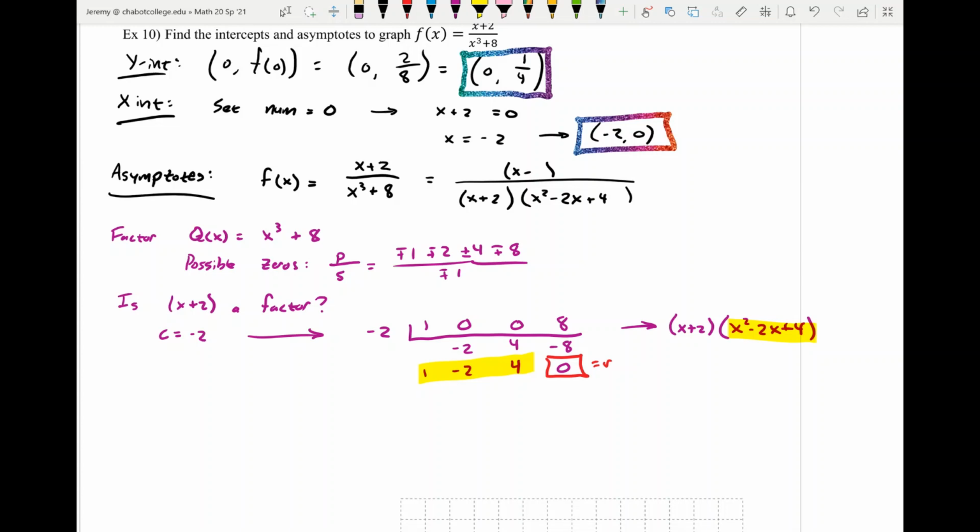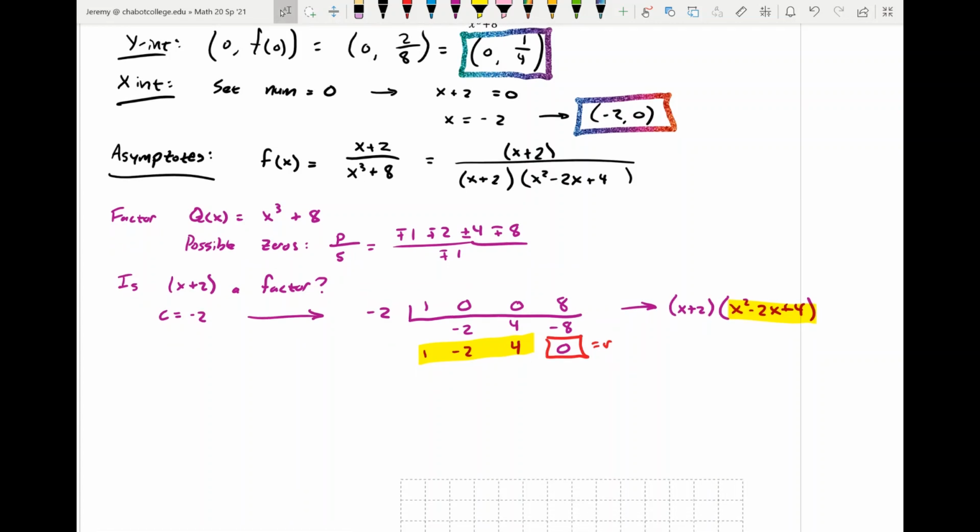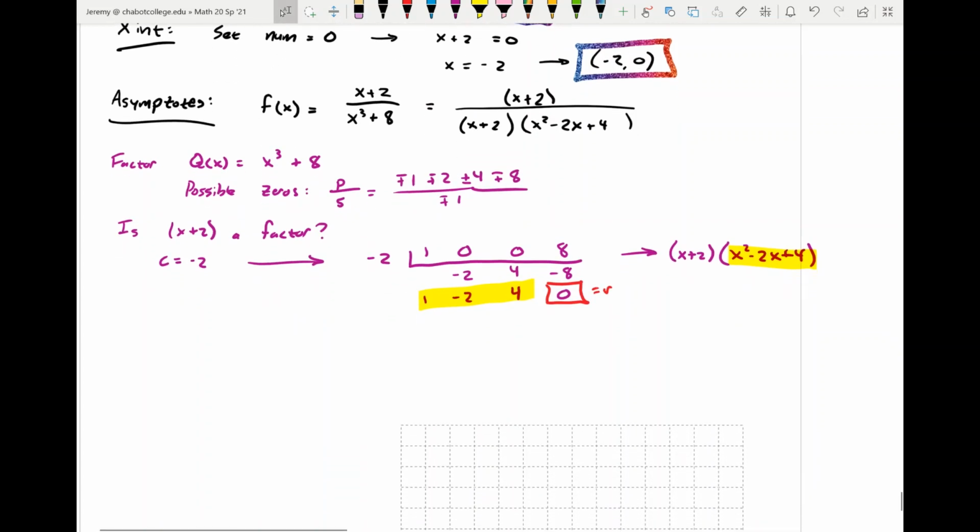Okay, think back. What does this mean again? How does this get reflected in the graph if we have a common factor in the numerator and denominator of a rational function? This means that we have not a vertical asymptote at x equals -2, which is normally what we think when we see a factor of the denominator. It means we have a hole in the graph.